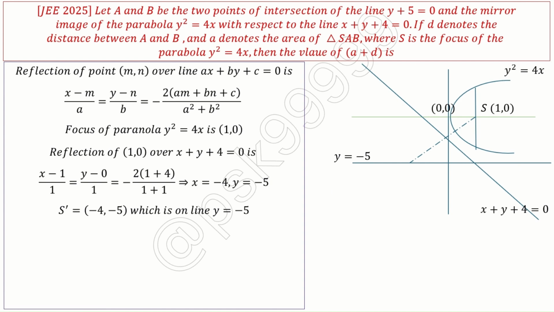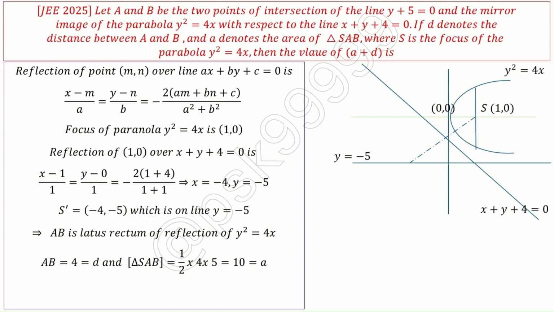Now that means AB is the latus rectum of the reflection of y² = 4x. What I mean to say is, if I draw the parabola here, my A and B are these 2 points. Correct? Because A and B are the points on y = -5, that is y + 5 = 0, and S' also stays on this line. That means AB is the latus rectum of this parabola.